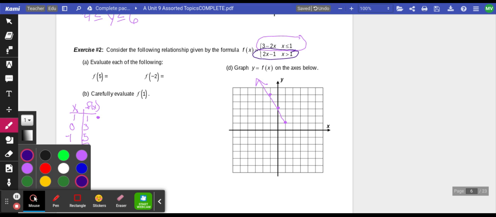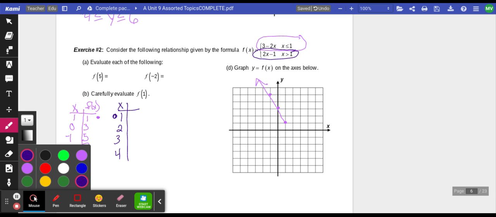The second part is when x is greater than 1. So I'm going to start at 1, but since it's greater than 1, I'm going to put an empty circle. I'm just going to pick numbers greater, and my rule is 2x minus 1. So again, I can use my calculator to help me with that, or I can calculate it.